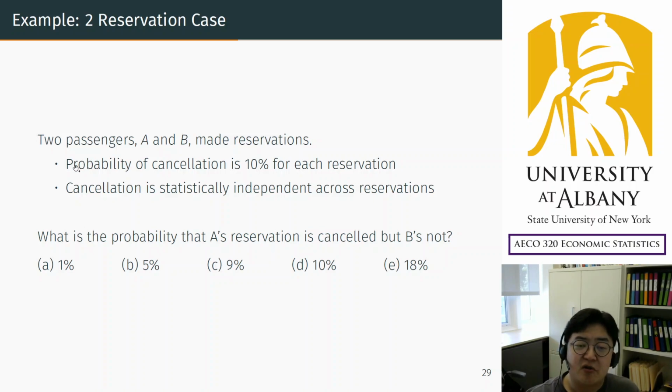So assume that there are 2 passengers, A and B, who made reservations for a flight. And probability of cancellation is 10% for each of them. And A and B do not know each other. They don't know each other, so they are independent. Their cancellation decision is independent. In this case, what is the probability that A cancels his reservation, but B doesn't? Think about this.